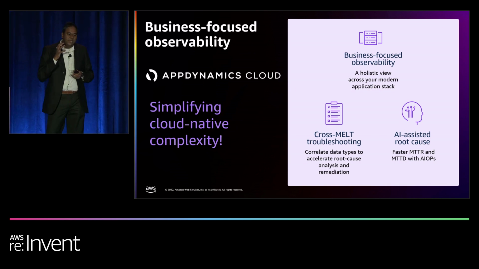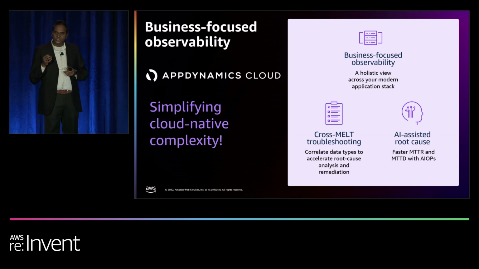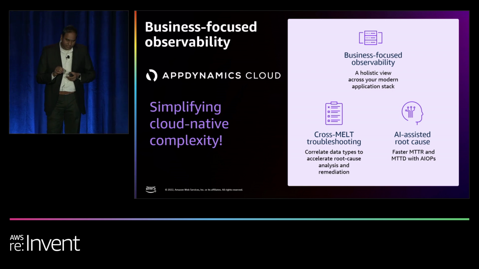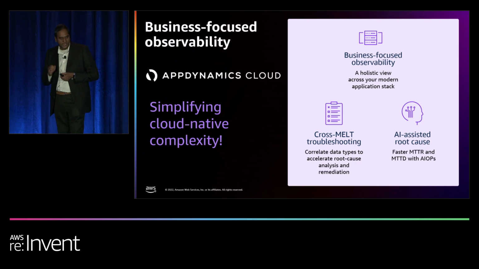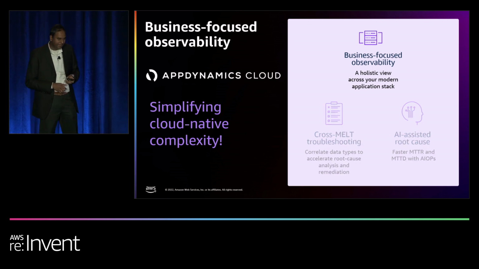3 key areas. One, as I talked a bunch about, business-focused observability, and I'll talk a lot more about what that means and why it's critical. Second is cross-MELT troubleshooting, and third is AI-assisted root cause analysis. 3 pillars, and I'll get into each one of these.